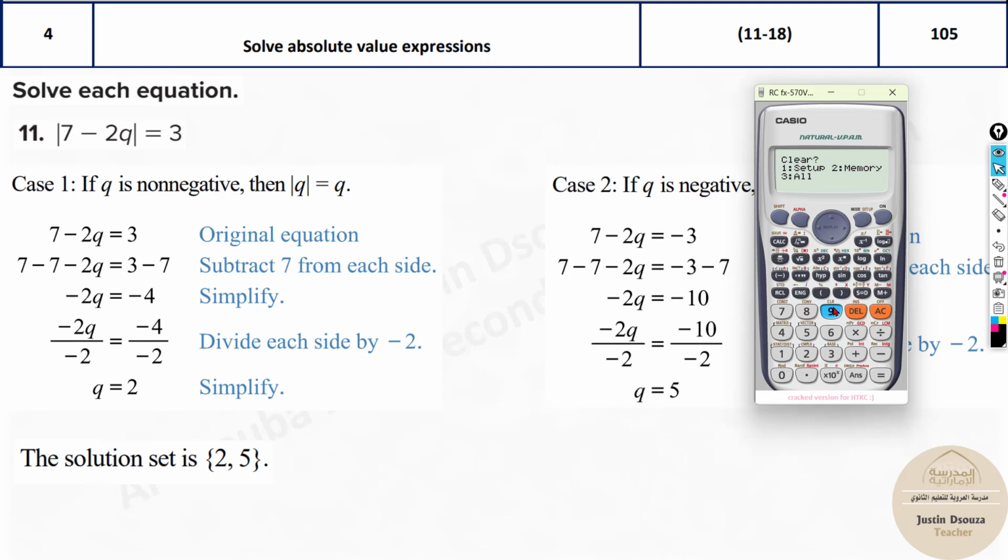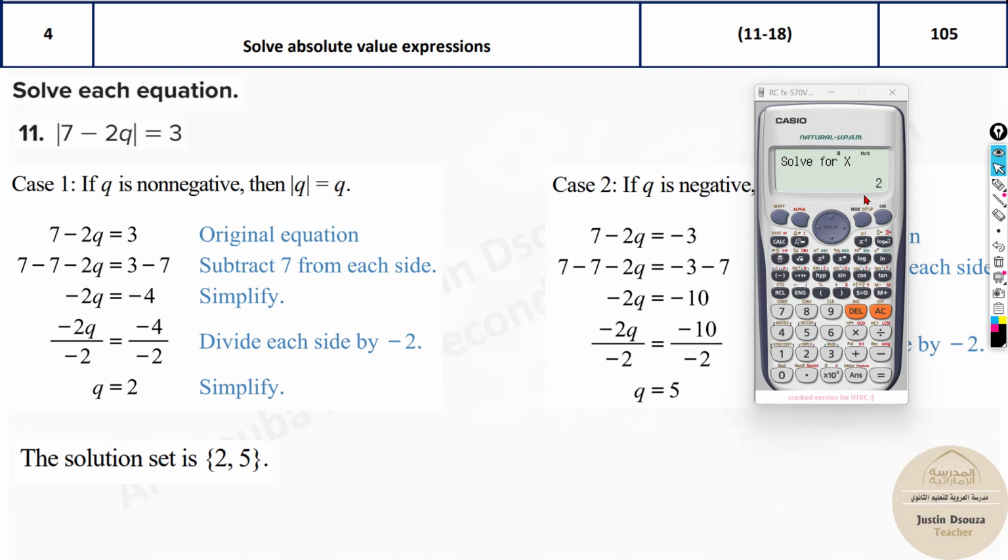Doesn't matter. I'll clear the calculator and try it again. Shift, absolute, again the same thing, minus 2x equals 3, shift and solve. The answer is 2 itself, right? I still remember some students were getting a different answer, but whatever answer your calculator gives, that's it. You might get 5, but you won't get the other answer. You will only get one answer.